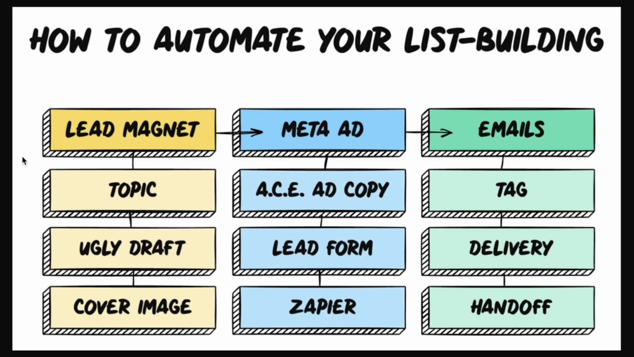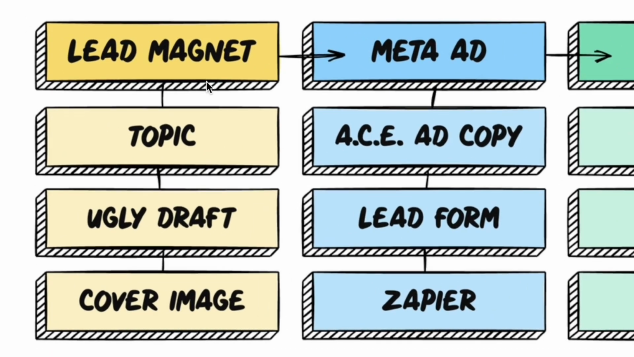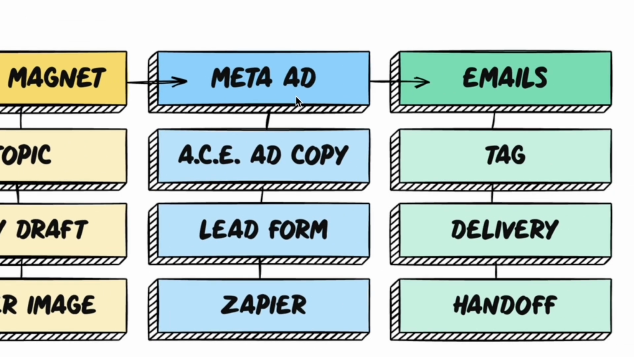So here's how the process works. There's really just three parts. So there's a lead magnet. We're going to automate the display of the lead magnet with a Meta ad. And then we're going to send them some emails whenever they buy or whenever they opt into our thing, and we're going to point them towards the next step in our process.